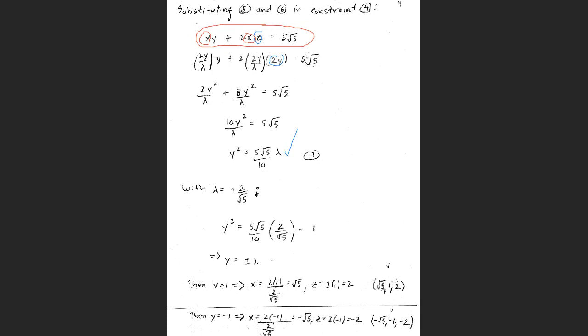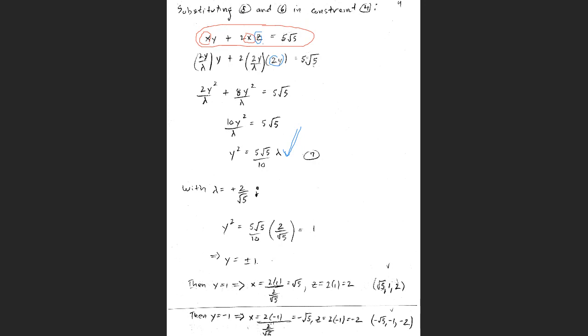So that's kind of how I look at the analogy. I think of these problems: I'm doing what I need to do to try to solve the problem. And right now I have y squared equals 5 root 5 over 10 times lambda. But I'm happy with that because I've got to solve for either x, y, or z. I've got to solve for one of these variables.